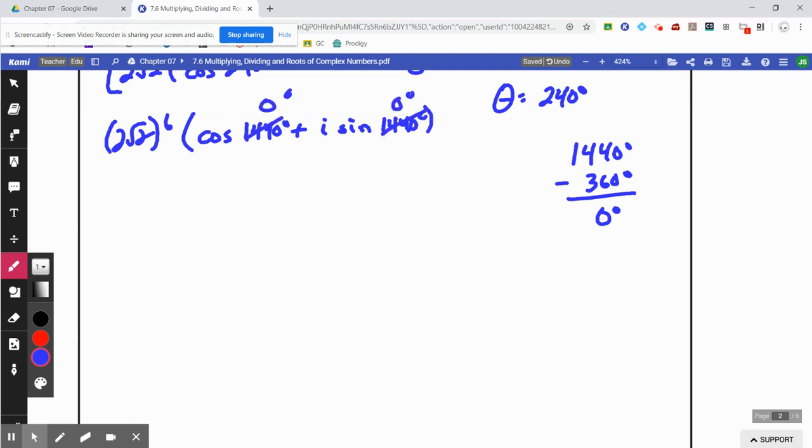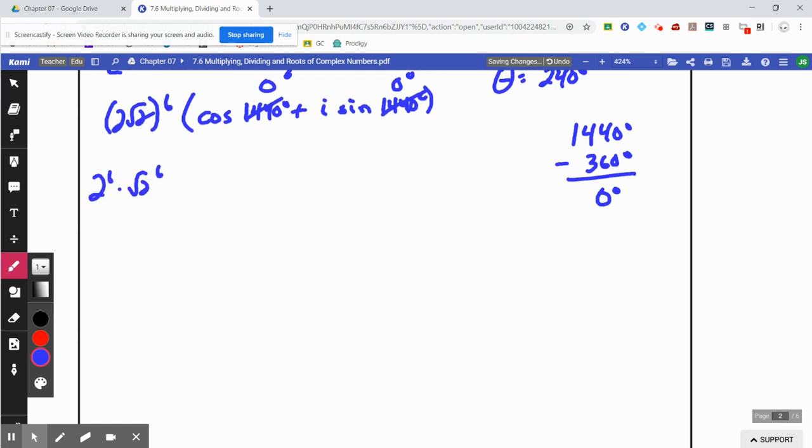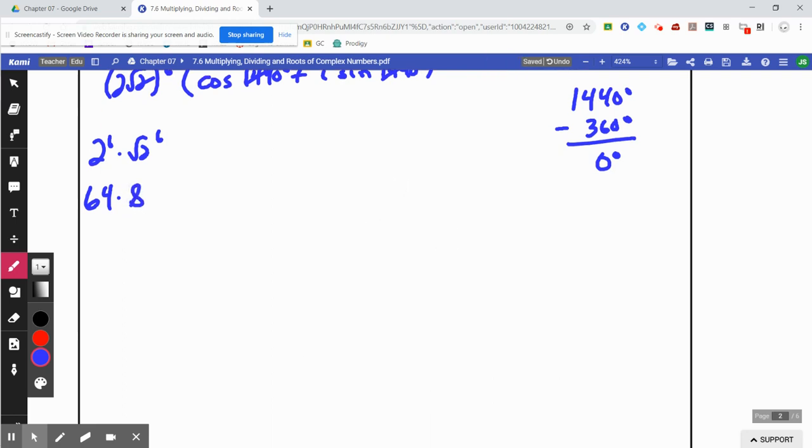So 2 root 2 to the 6th power would be 2 to the 6th power times root 2 to the 6th. 2 to the 6th, that's 2, 4, 8, 16, 32, 64. Times the square root of 2 to the 6th, which will be 8. And here's another way you can do that. The square root of 2 is the same thing as 2 to the 1/2 power. To raise that to the 6th power, you multiply powers. That'd be 2 to the 3rd, which is the same thing as 8. 64 times 8 is 512. And then bring down the rest of the stuff. You have now cosine 0 plus i sine 0.